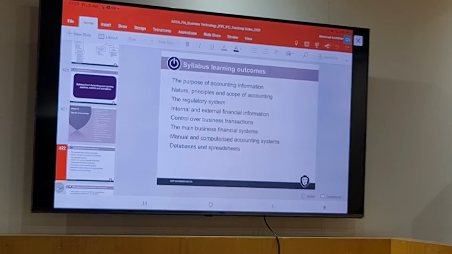Syllabus area: the purpose of accounting information, nature, principles and scope of accounting, the regulatory system, internal and external financial information, control over business transactions, the main business financial systems, manual and computer accounting systems, database and spreadsheets.